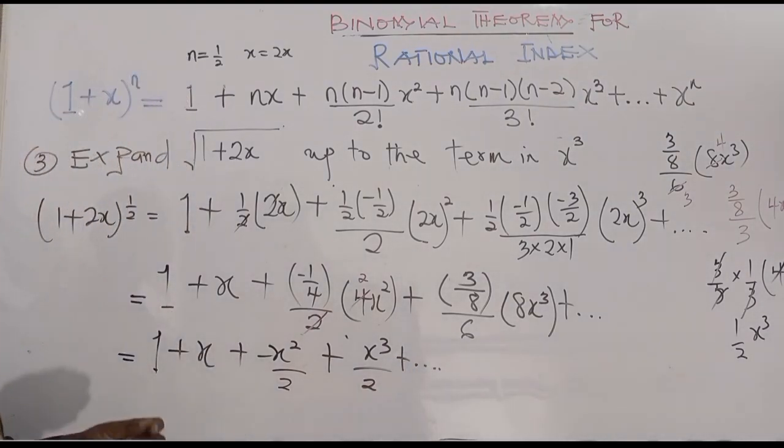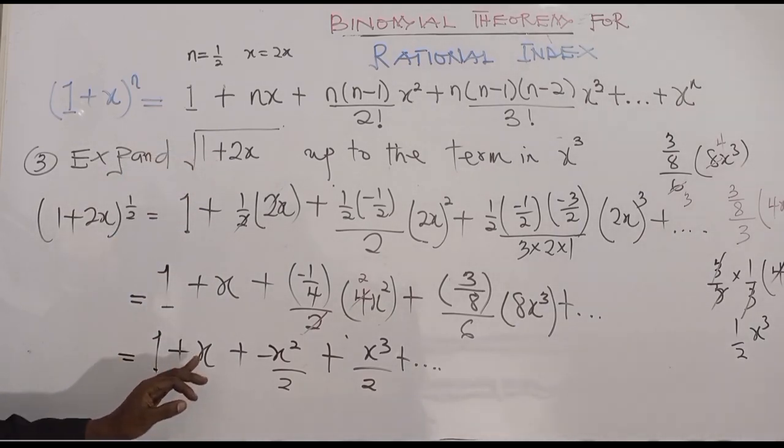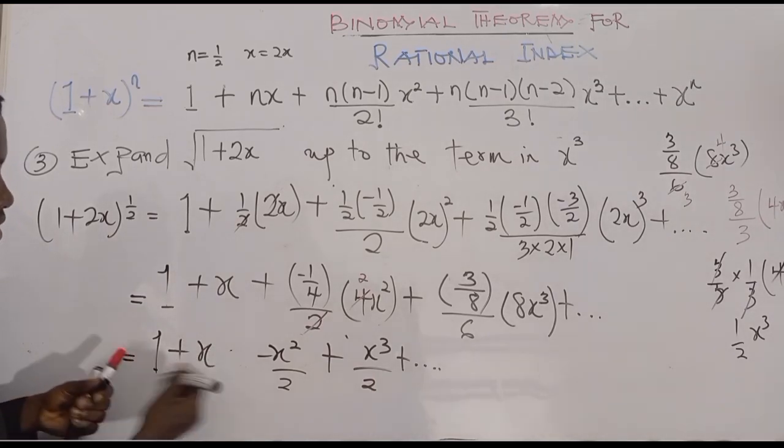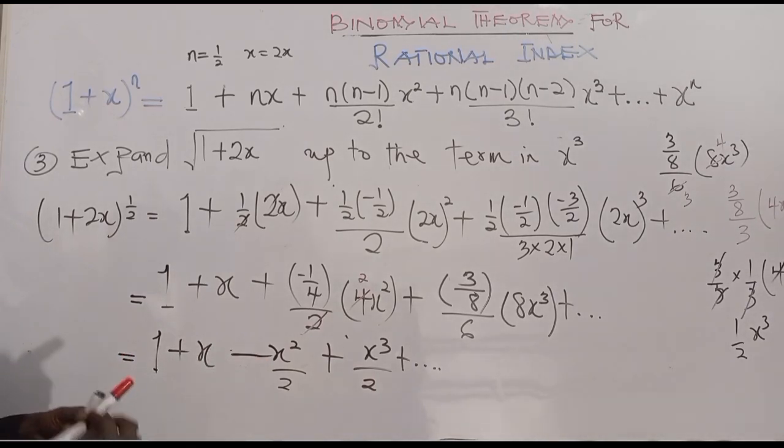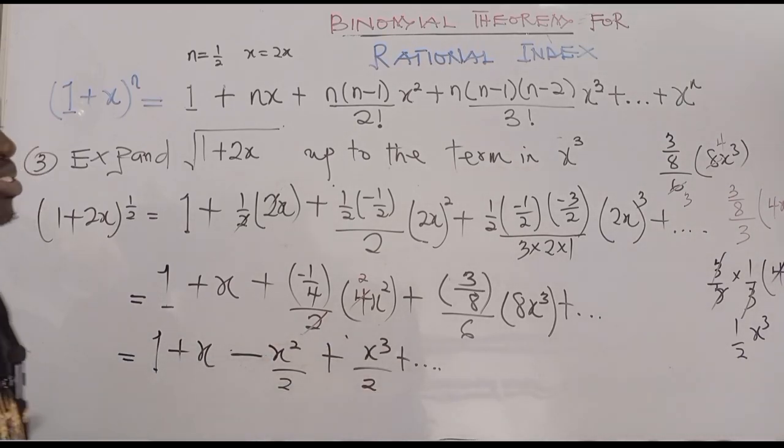So that is that. So the expanded form of this is going to give you 1 plus x minus x squared over 2 plus x cubed over 2.